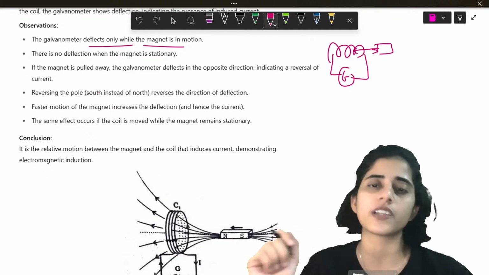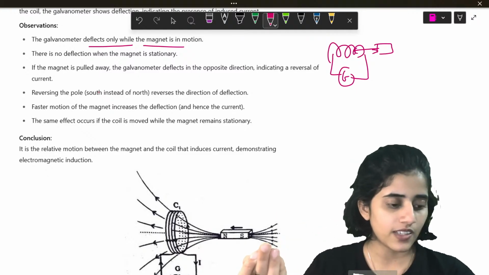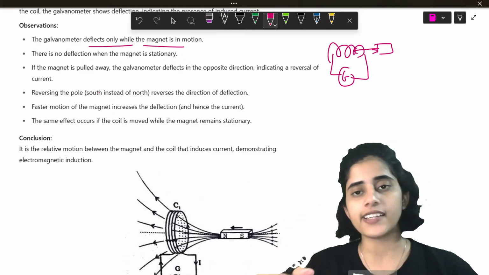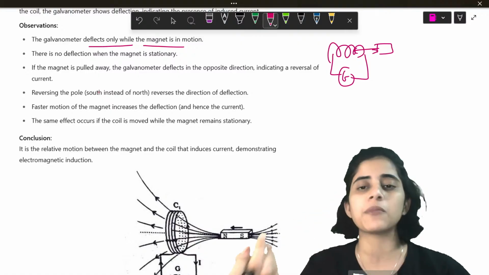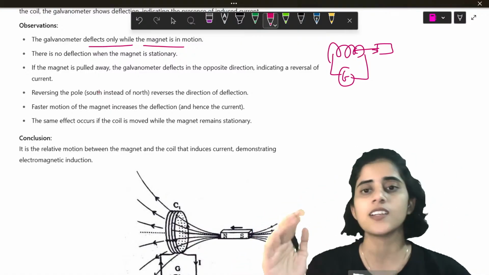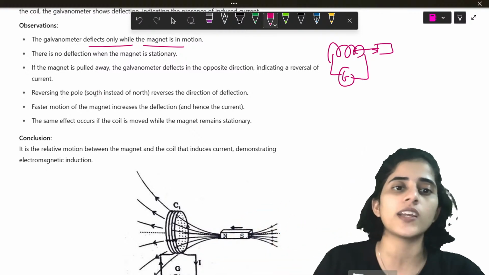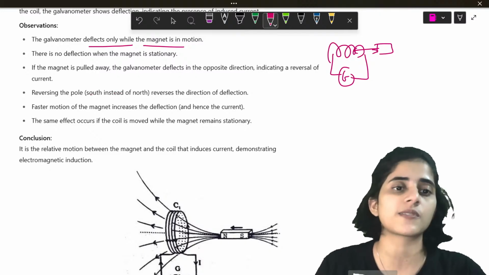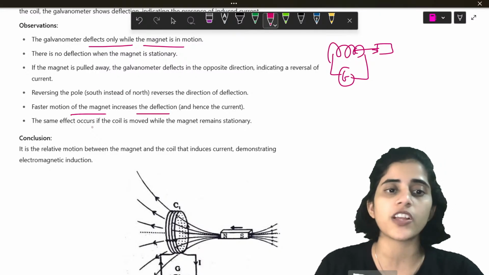Why does a galvanometer deflect? Some of you might not know that point. See, a galvanometer is a device that detects very small currents, not like an ammeter, but it can detect a very small change in current. That is why it deflects. So whenever the magnet moves in and out, there is a variation in current. That's why it deflects. So the faster the motion of the magnet, the higher the deflection.